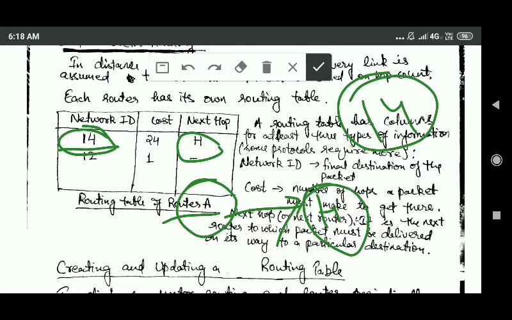When this packet reaches router H, router H will look at its routing table and find the network ID 14 entry, and in that entry it will see the next hop value. Then it will see to which router it has to forward the packet, so that the packet will finally reach network ID 14.